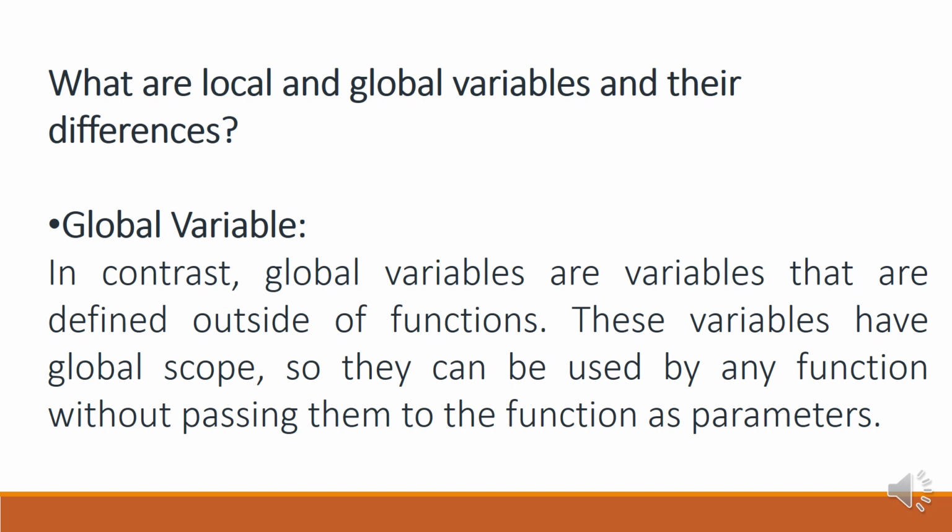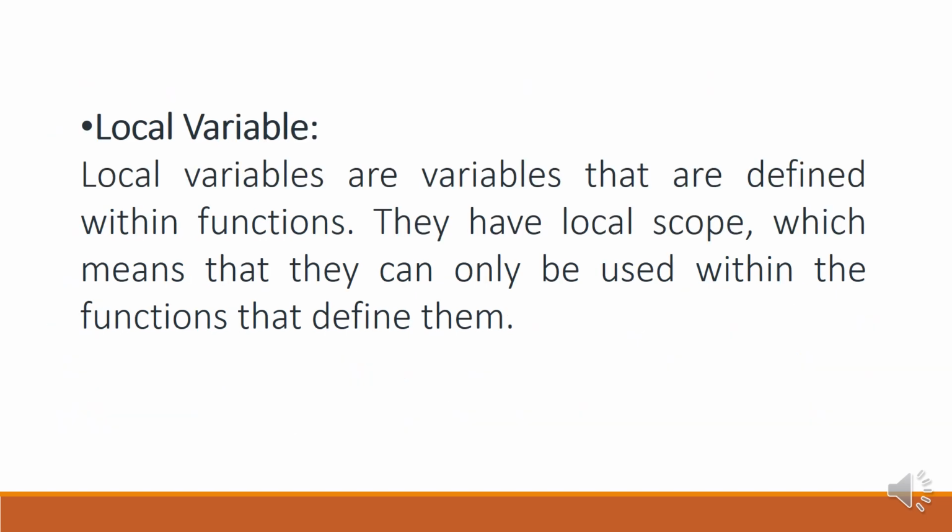What are the local and global variables and their differences? Global variables are variables that are defined outside of the functions. These variables have global scope, so they can be used by any function without passing them to the function as a parameter. Local variables are variables that are defined within the functions. They have local scope, which means that they can only be used within the functions that define them.